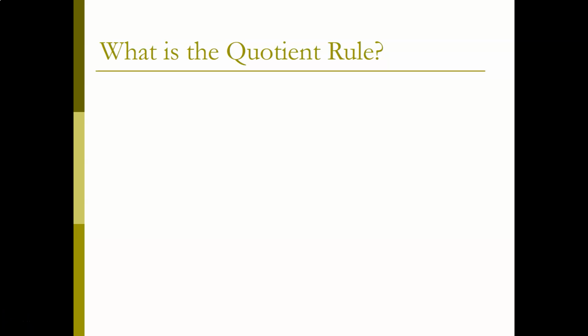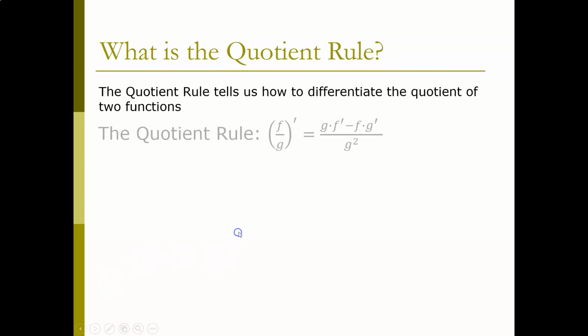Hi everyone. So yesterday we talked about the product rule. We had to take the product of two functions and find the derivative of those two functions. Today we're going to go the opposite way, and we're going to use the quotient rule, which helps us to find the derivative of the quotient. So once again, what is the quotient rule? The quotient rule tells us how to differentiate the quotient of two functions.